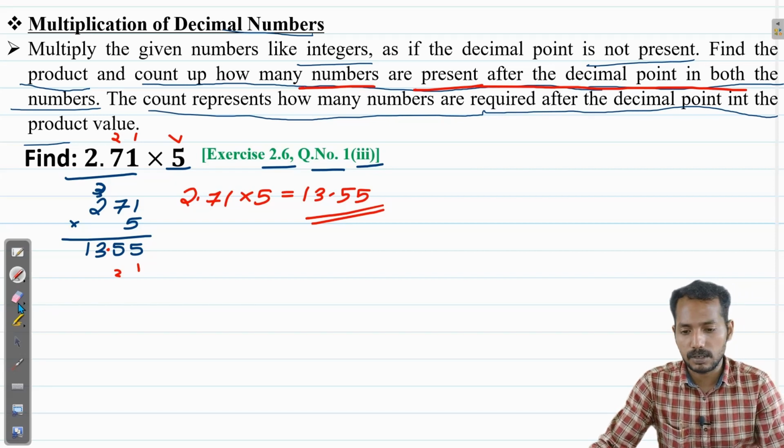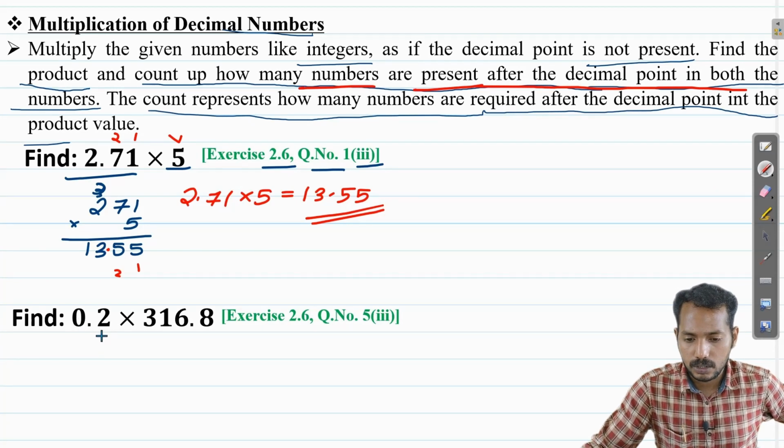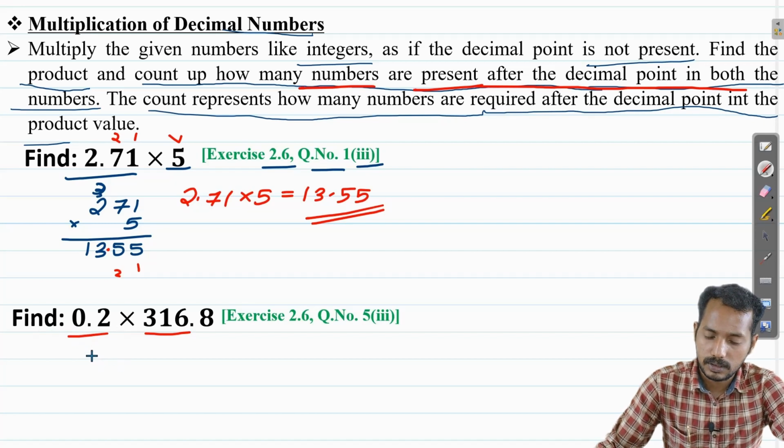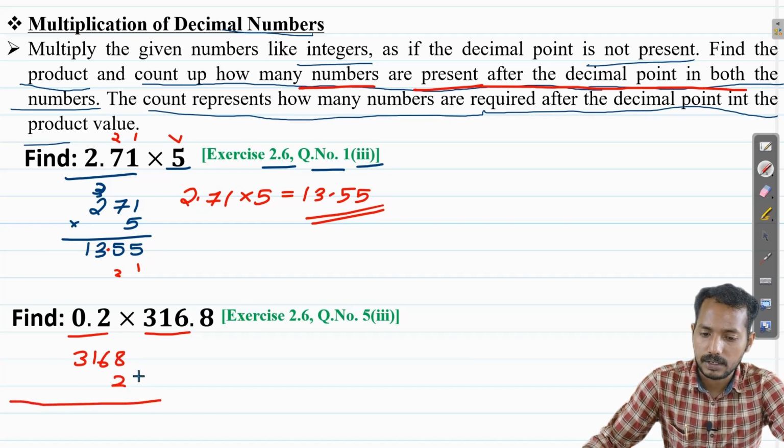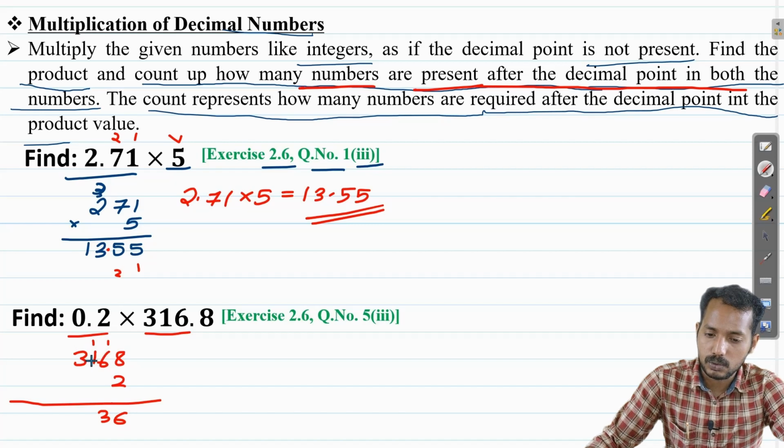Let's take one more example. Find 0.2 into 316.8. Very simple one. So what we have to do, just multiply as whole numbers. This is the number with more digits, so write that one first. 8. Multiply it. 2 into 8 is equal to 16. 1 is carry. 2 into 6 is equal to 12. 12 plus 1 is equal to 13. Again 1 carry. 2 into 1 is 2. 2 plus 1 is equal to 3. 2 into 3 is equal to 6.